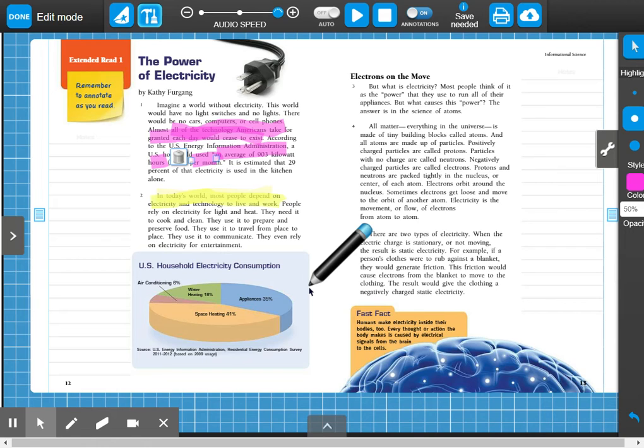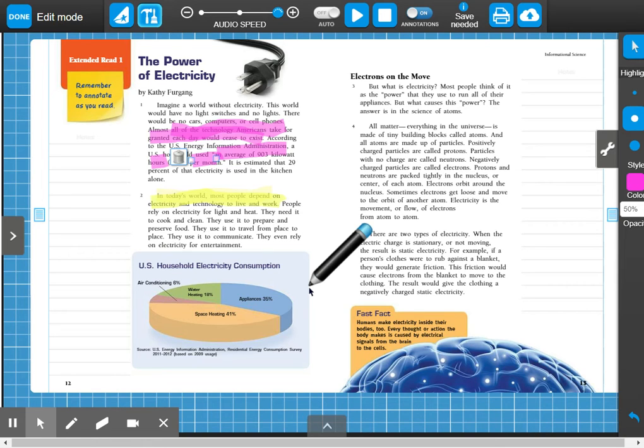So appliances, which would be something like a refrigerator and many other things, that's 35% of the electricity. Space heating, 41%. Water heating, so if you want to take a warm shower or bath, that's 18%. And then your air conditioning is 6%. So this is from the U.S. Energy Information Administration Residential Energy Consumption Survey 2011-2012. So the numbers might be a little bit different here in 2020, but I'm not quite sure.